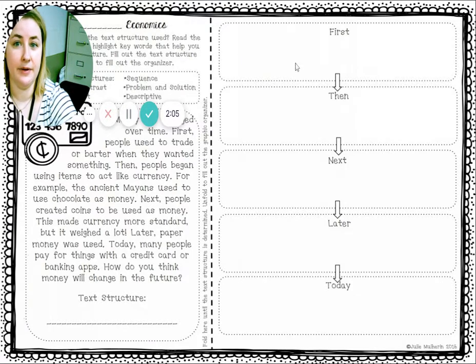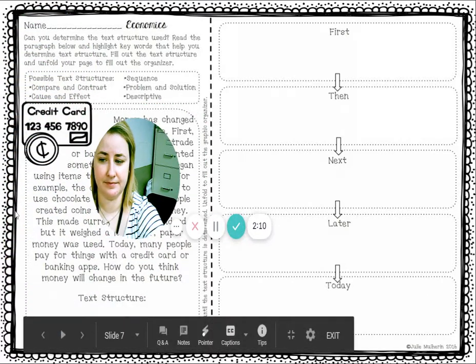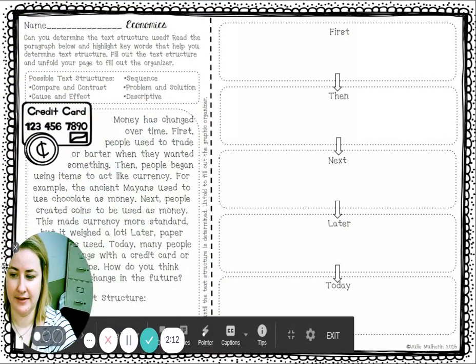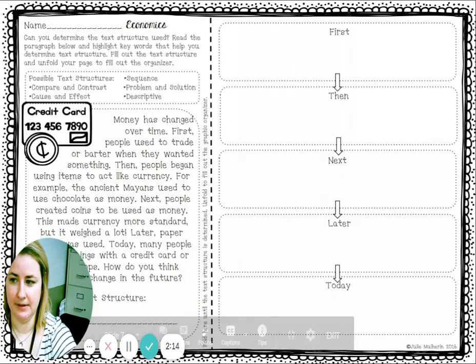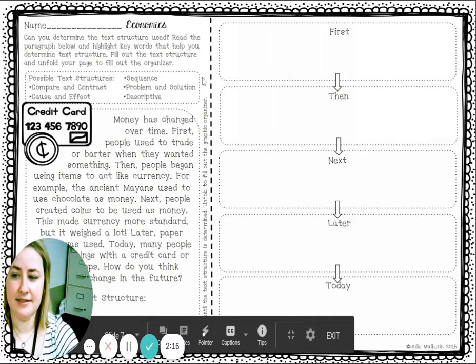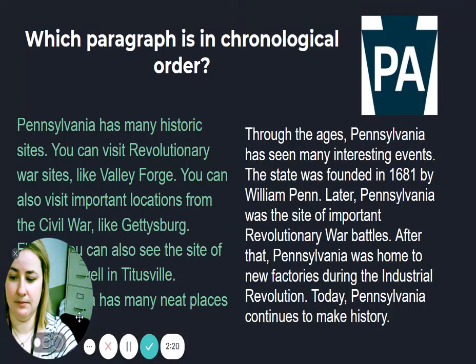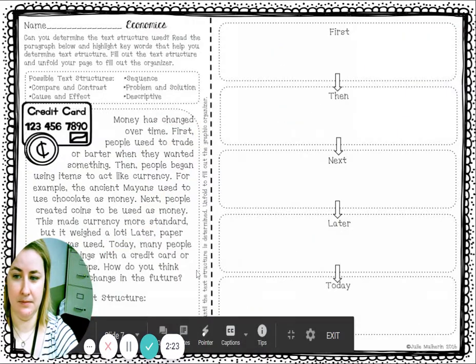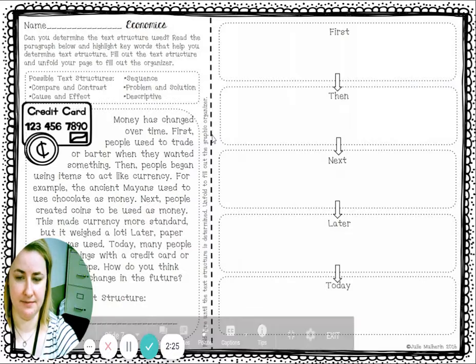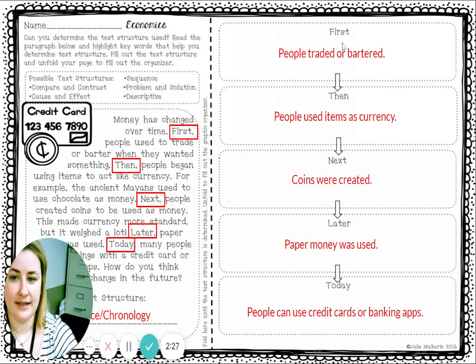So we're going to look at here, we're going to fill in these things. So what happens first? I'm having difficulty moving my bubble. Okay, so first, we see right here, the signal word first. So we're going to put that here. First, people traded or bartered.